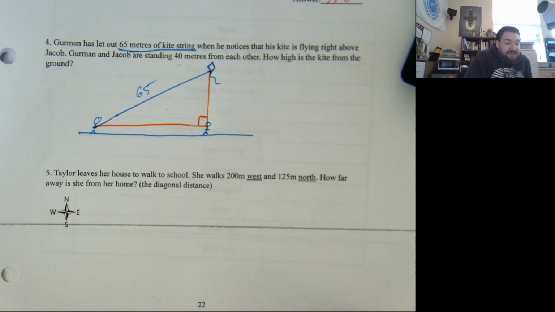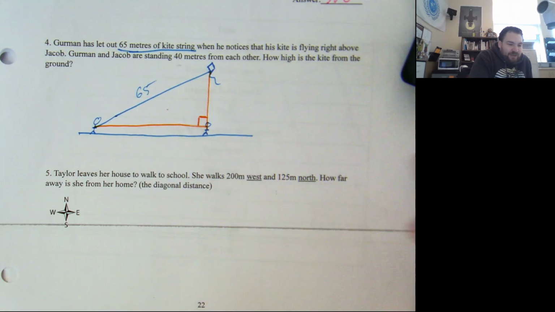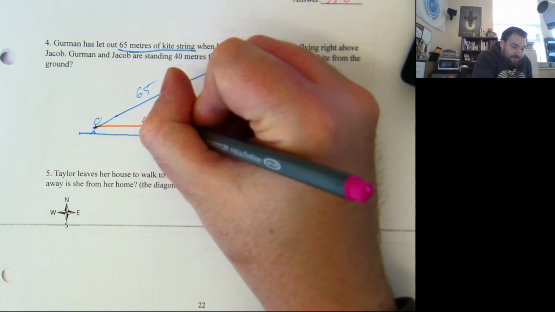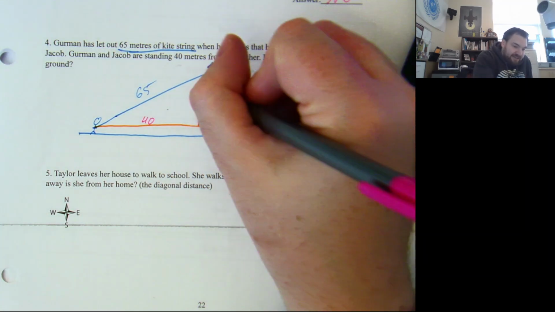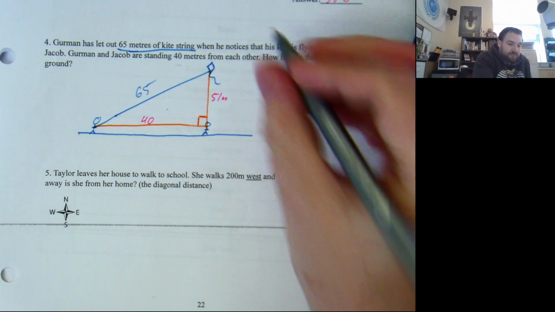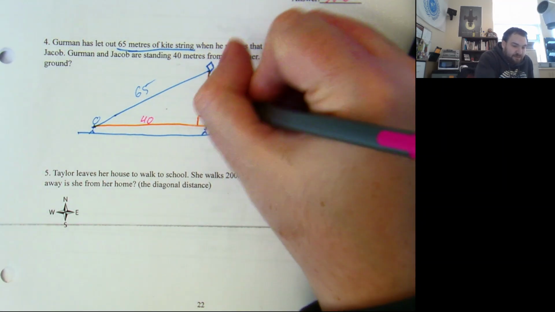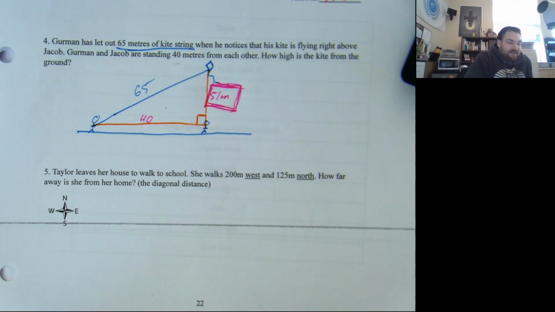Then Gurman is flying a kite. The string goes from the person to the kite. And we know from the question that Gurman and Jacob are standing 40 meters away from each other. So this is the problem you're trying to solve. This is roughly 51 meters, give or take half a meter, depending on what you got. This is what you were looking for. The height of the kite is 51 meters.